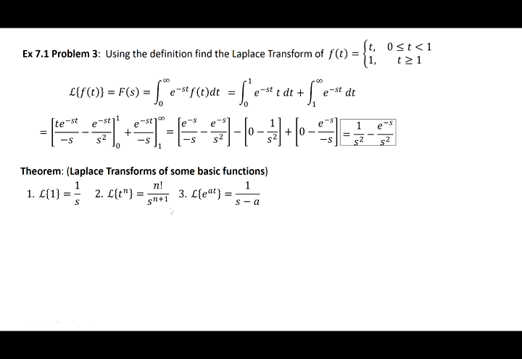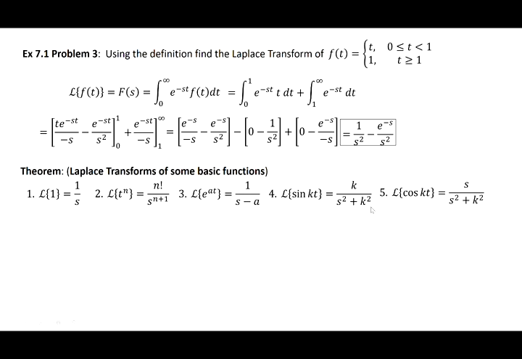And Laplace of e to the at, we can show that to be 1 over s minus a. And Laplace of sine kt, we derived this: k over s square plus k square. Laplace of cosine kt is s over s square plus k square.